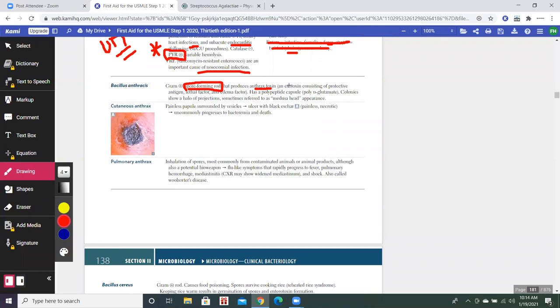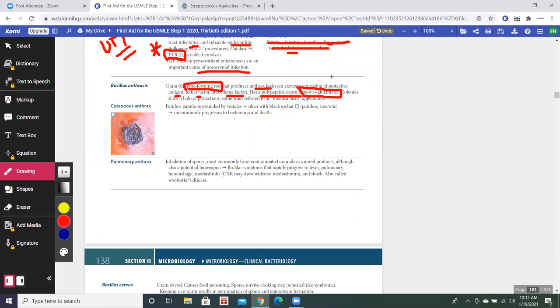Do you guys remember yesterday we talked about edema factor? What is the mechanism of action of edema factor? cAMP, very good. Okay. So anthrax toxin, it's an exotoxin consisting of protective antigen, lethal factor, and edema factor. And over here, the outer capsule of the Bacillus anthracis is very high yield for the fact that they have a polypeptide capsule consisting of poly-D-glutamate. They have a poly-D-glutamate outer capsule.